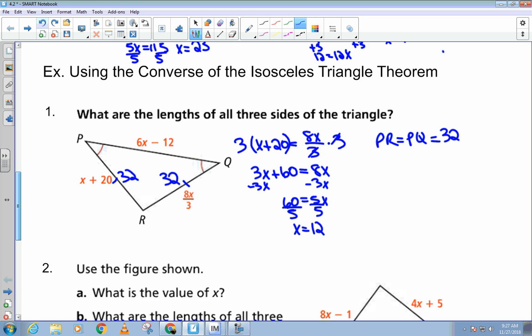Okay, so PR and RQ are both 32. And then we need to find PQ. So we still have to plug 12 in there. 12 times 6 is 72. Minus 12 is 60. So PQ is 60.